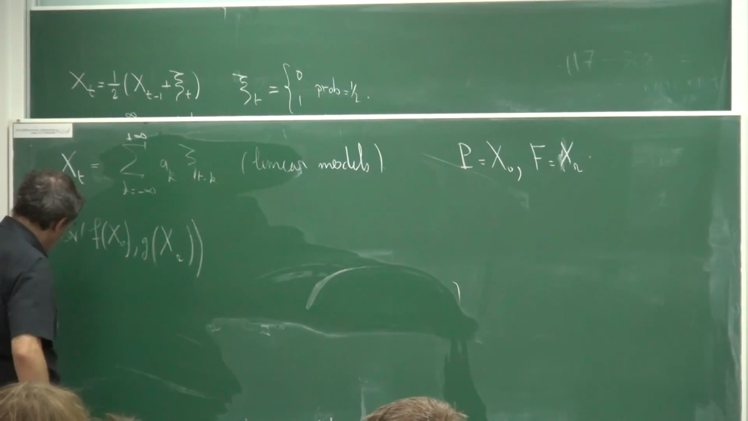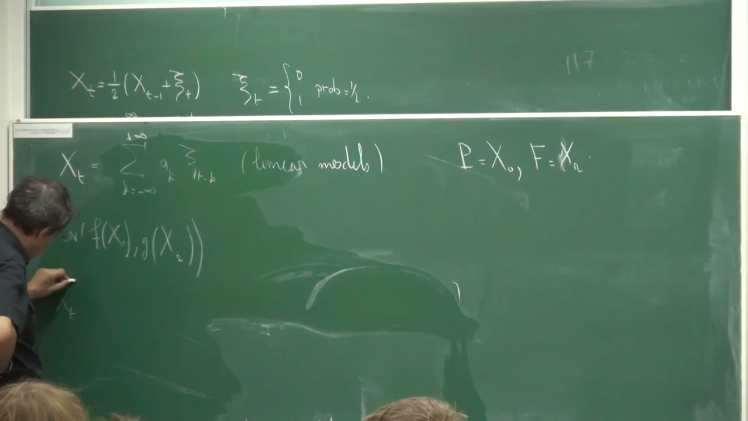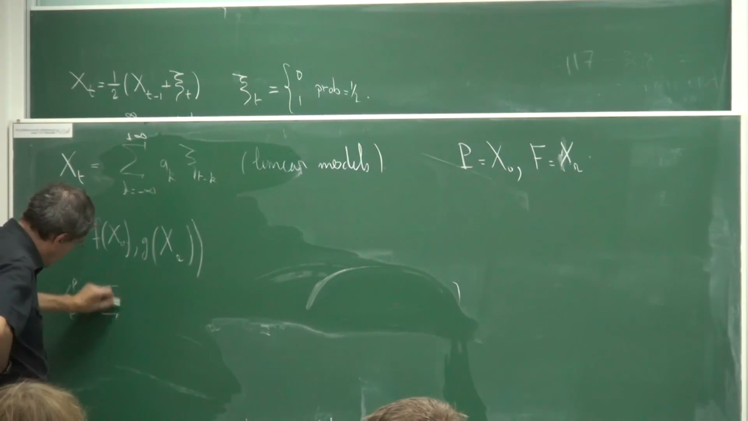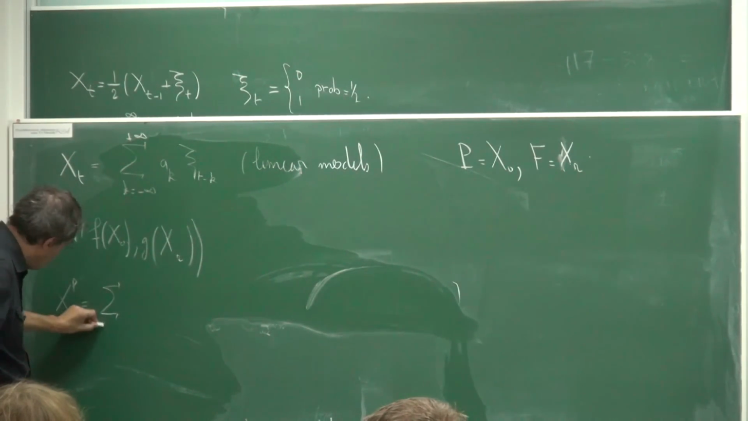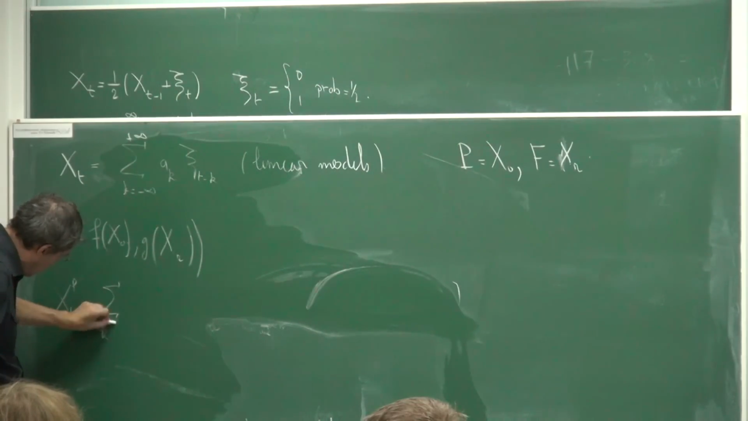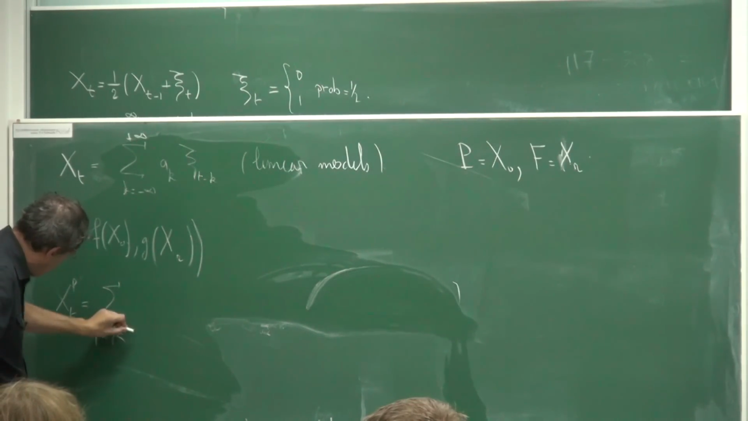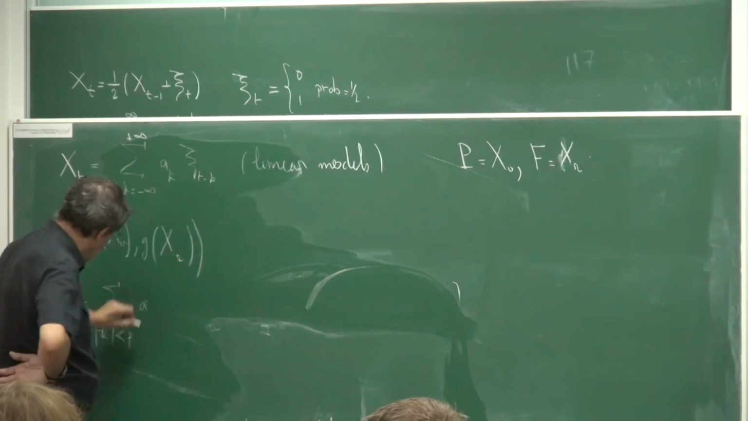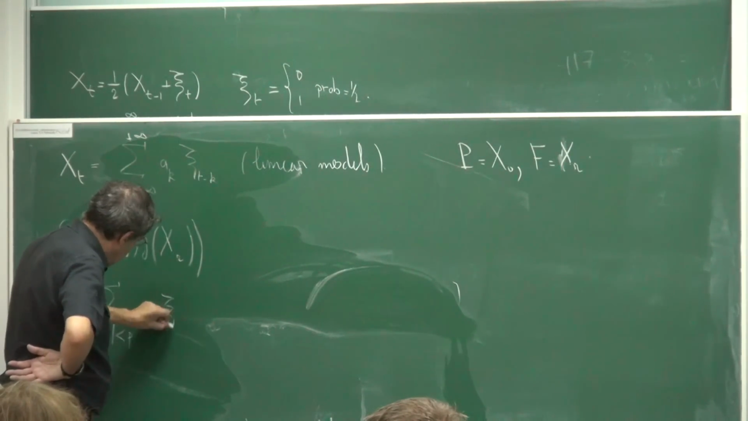So you can cut this series as the sum for k less than p of ak ct minus k.